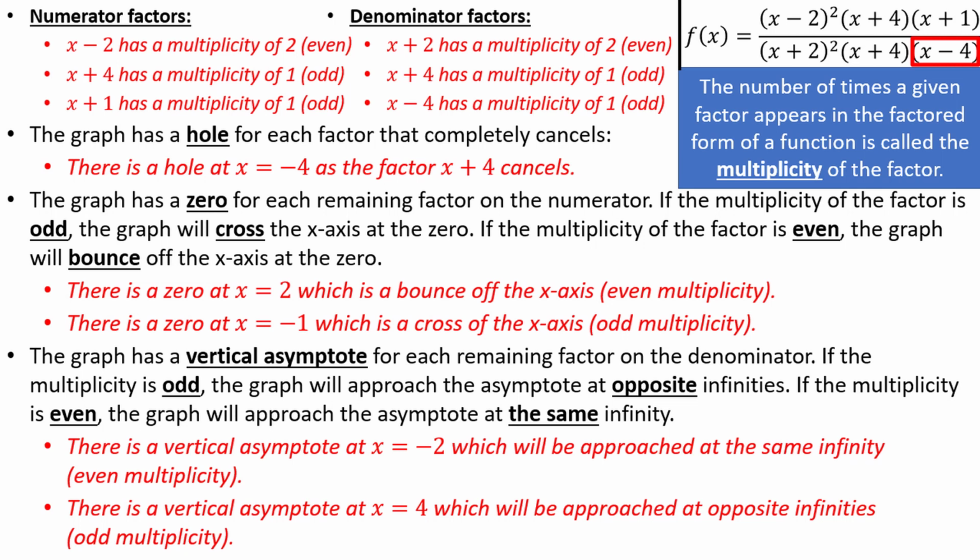The difference between them is that the asymptote at x equals negative 2 has an even multiplicity, and the asymptote at x equals 4 has an odd multiplicity. For vertical asymptotes that have an even multiplicity, like x equals negative 2, you will approach the same infinity from both sides. So the graph will either approach positive infinity on both sides of the asymptote, or negative infinity on both sides. For odd multiplicity vertical asymptotes, like x equals 4, you will approach a different infinity from either side. So that is, you approach positive infinity on one side and negative infinity on the other side.